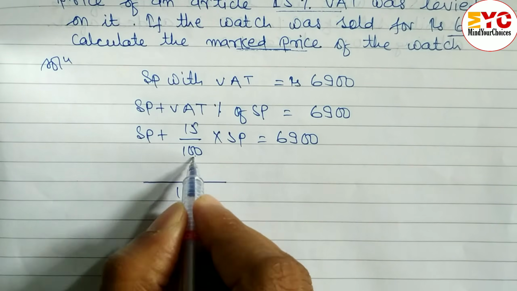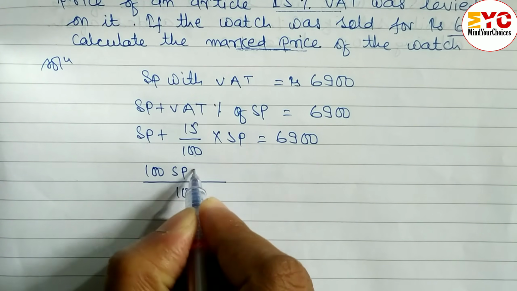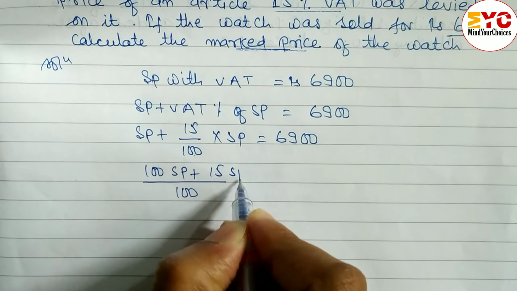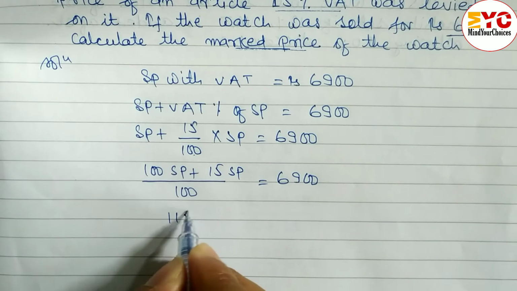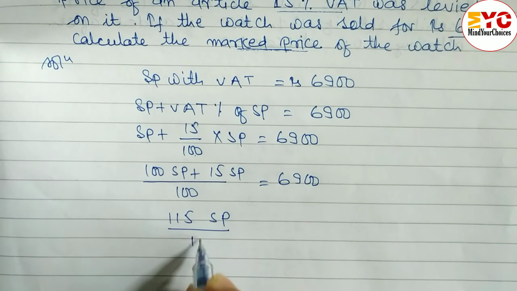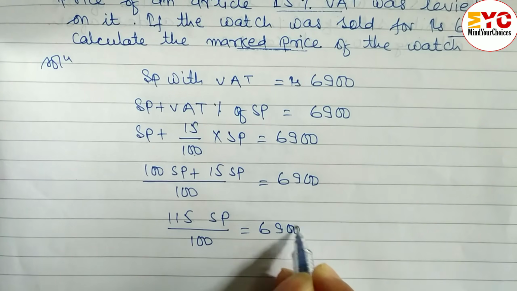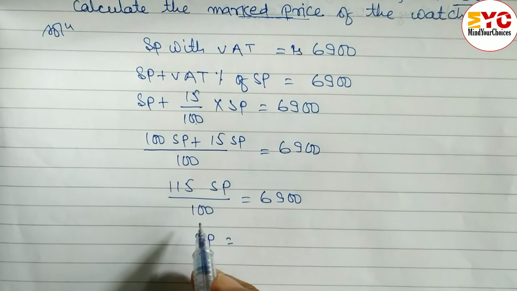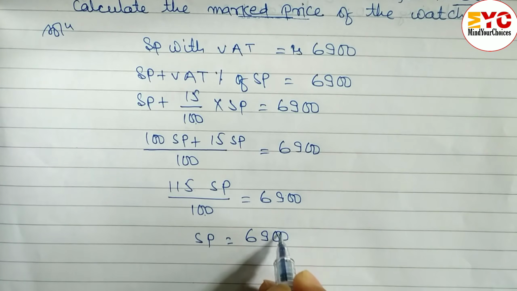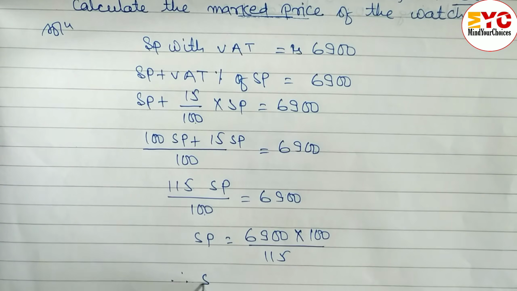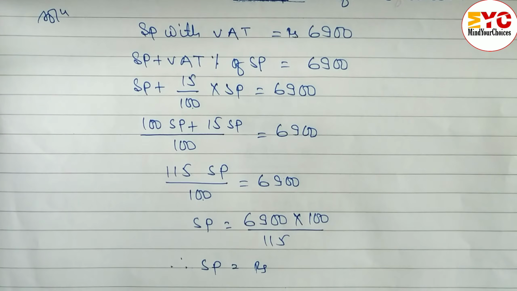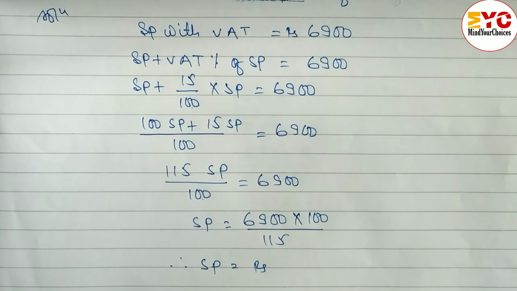100 into SP, we get 100 SP plus 15 SP is equal to 6900. When you add, we get 115 SP by 100 is equal to 6900. Now we have to find the value of selling price. Let's cross multiply. We get 6900 into 100 by 115. So the value of SP is equal to rupees, let's calculate this. 6900 divided by 115 and we get 6,000.